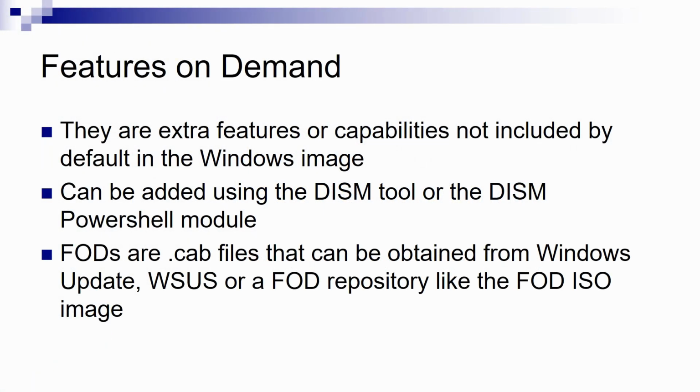So what are features on demand? They are extra features or capabilities that are not included in the Windows image by default, so they need to be added from an external source. This can be done either by using the DISM command or by using the DISM PowerShell module, which itself uses DISM in the backend. Features on demand are actually cab files that can be obtained from Windows Update, from WSUS, or from a FOD repository like the Features on Demand ISO image.